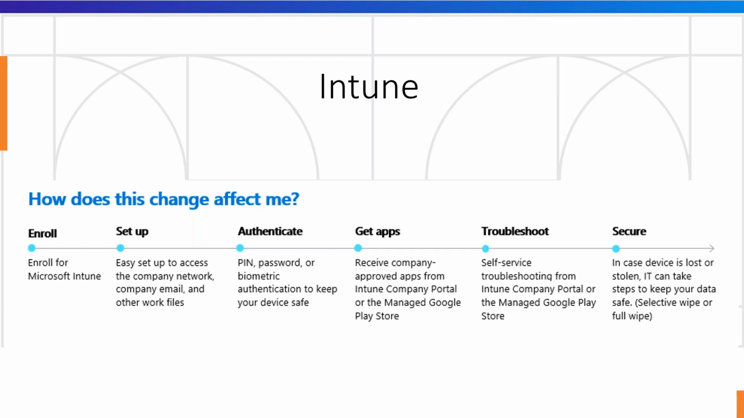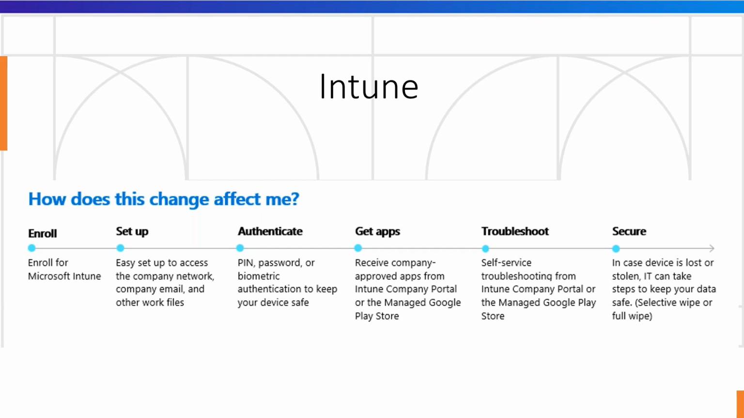How do we authenticate? This kind of goes back to some of the Windows Hello that we originally discussed in the first part of this session. So you can have a PIN, a password, biometric authentication, and all of that keeps your device safe. Get applications, right? Very important.